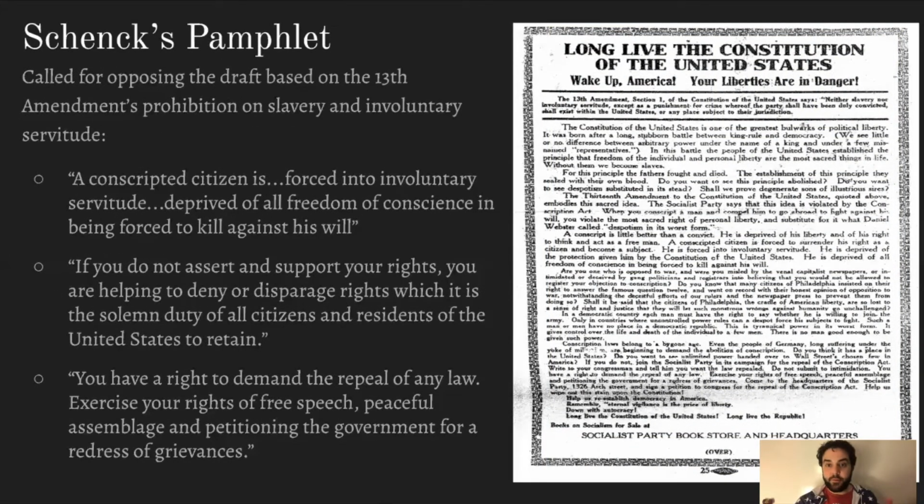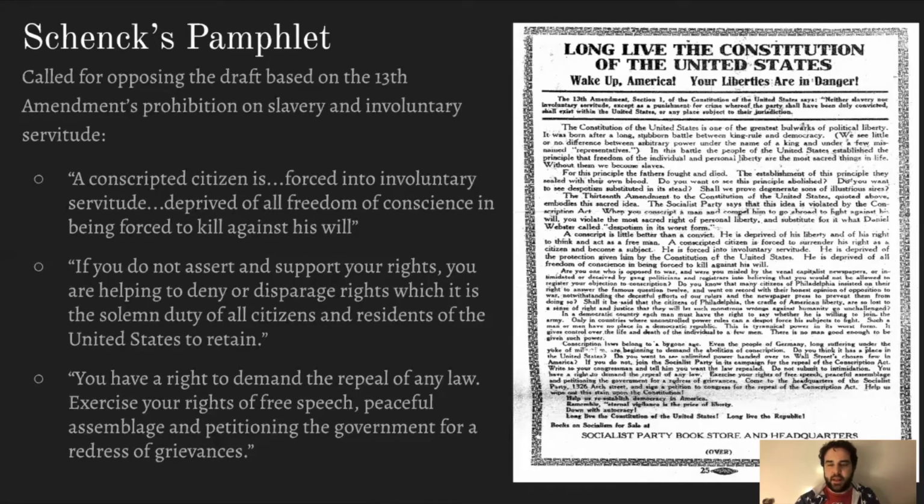As the US war effort ramped up, a draft was instituted. And the Socialist Party and a prominent member, Schenck, found this to be deeply offensive, and they started to try to rally opposition to the war and particularly to the draft. And Schenck distributed a pamphlet which encouraged people to oppose the draft, to destroy their draft cards.